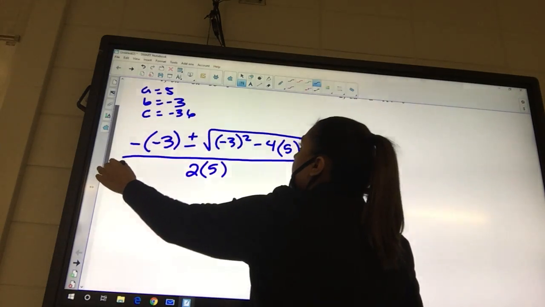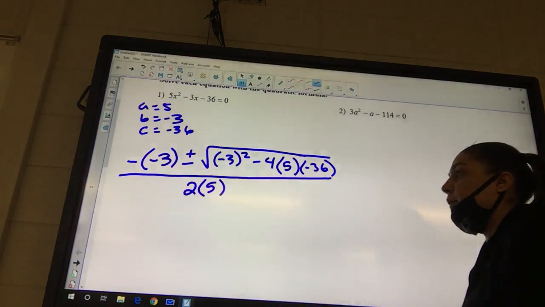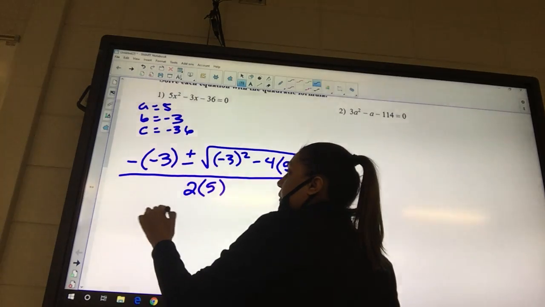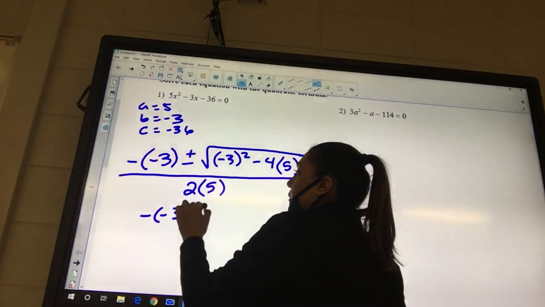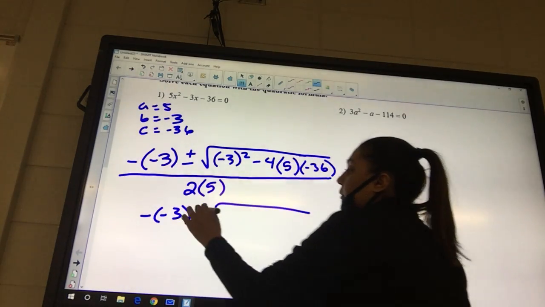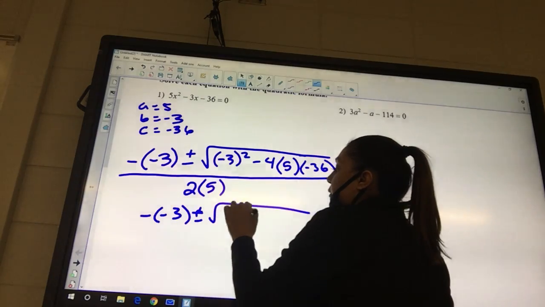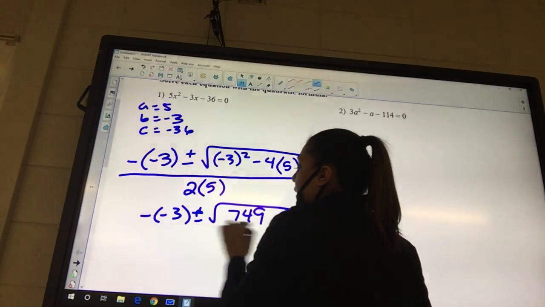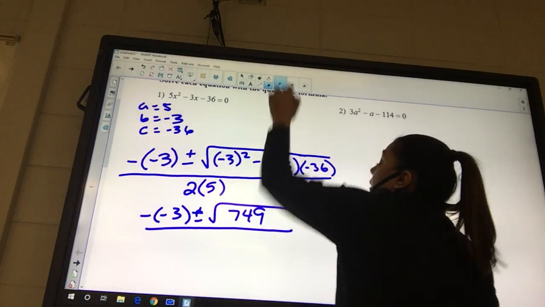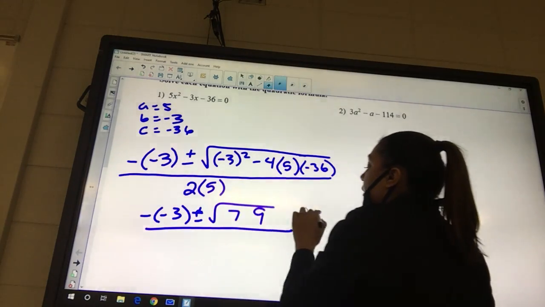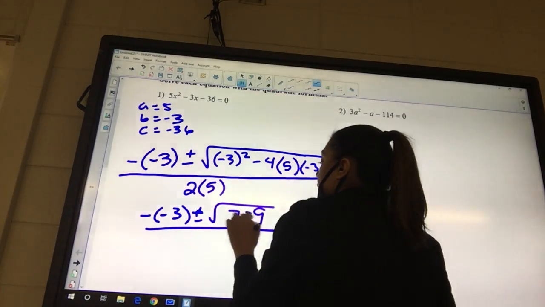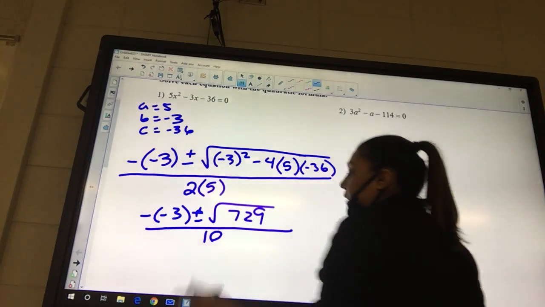Okay, and somebody type in, what did you get for this underneath the radical? Oh, you gotta put the parentheses in there. You have to do that the other time. 729. 729, okay. And then on the bottom, we're going to get 10.